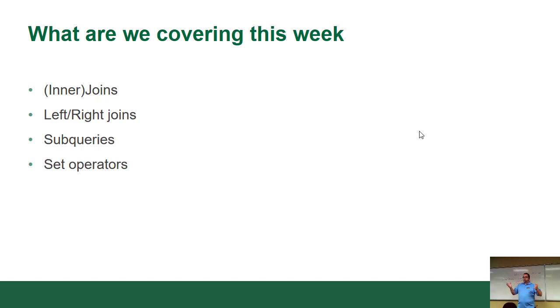Essentially, when you do a join, you're going to connect the data from one table to another table using normally the primary key and the foreign key. However, you're not limited to that, but that's normally how it's done. Time permitting, I'm going to talk about subqueries and set operators. No guarantees I'm going to get to those today.